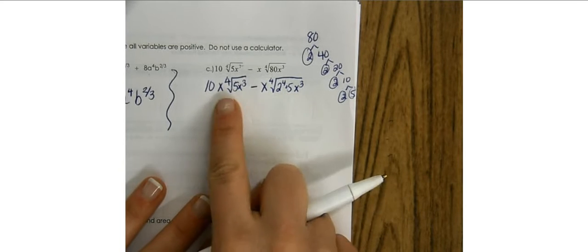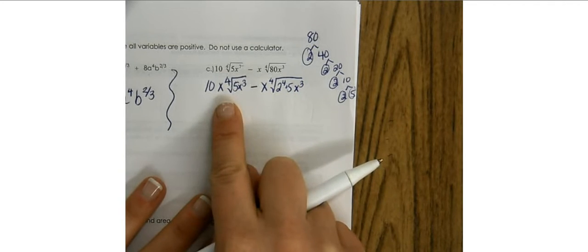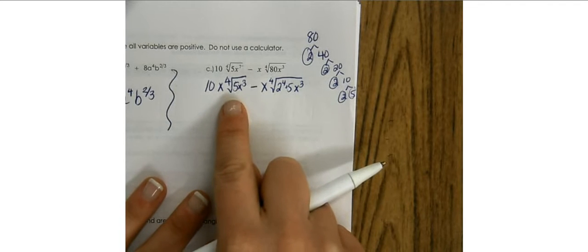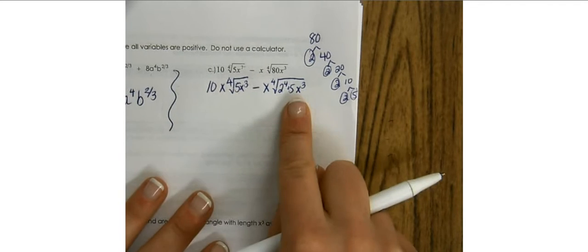So if you ever get confused about what you want your roots to be, look at what you ended up with the first time. That's what you should end up with the second time. So the 4th root and the 4 will eliminate, and we end up with 10x times the 4th root of 5x cubed minus, well, the 4th root and the 4th power cancel out, leaving us with just 2x times the 4th root of what's left over, which is 5x cubed.